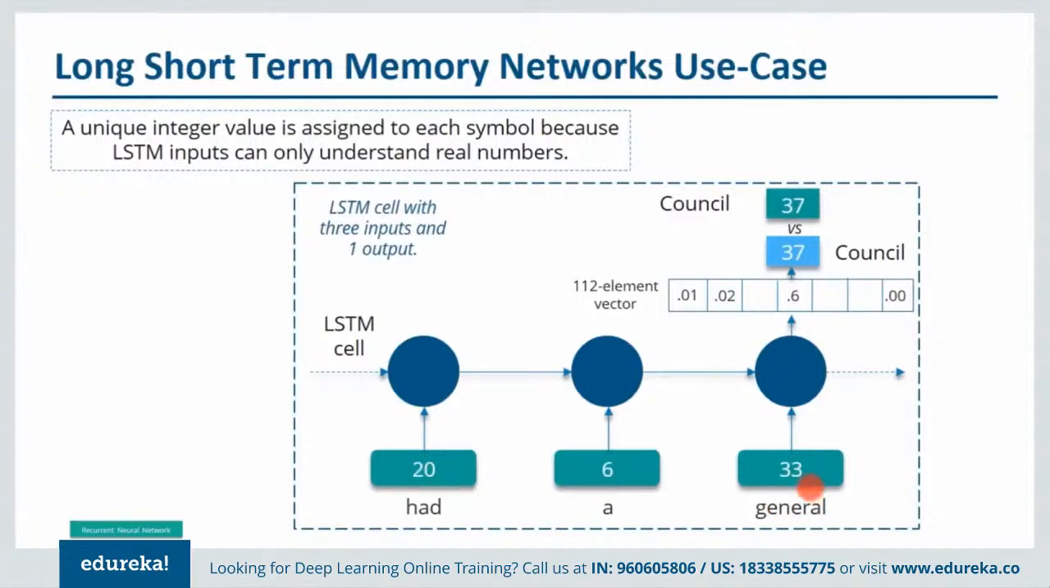Alright, and then our LSTM will create a 112 element vector that will contain the probability of each of these words or each of these unique integer values. Since 0.6 has the highest probability in this particular vector, it will pick the index value of 0.6, then it will see what symbol is attached to that particular integer value. So 37 is attached to council. So this will be our prediction, which is absolutely correct, as the label is also council according to our training data.